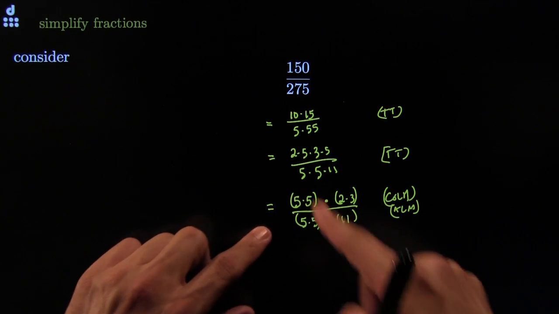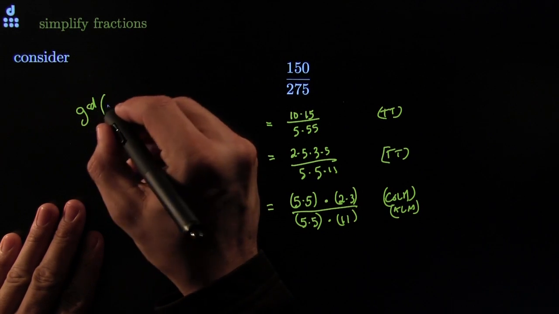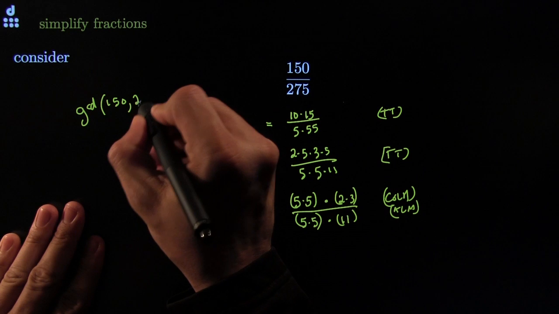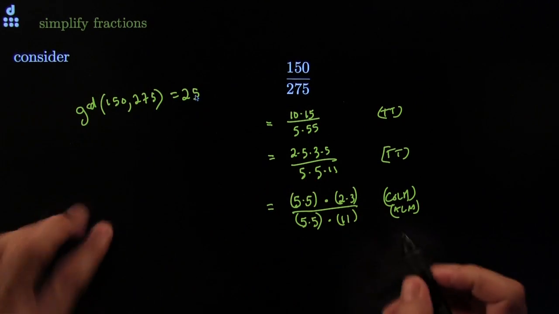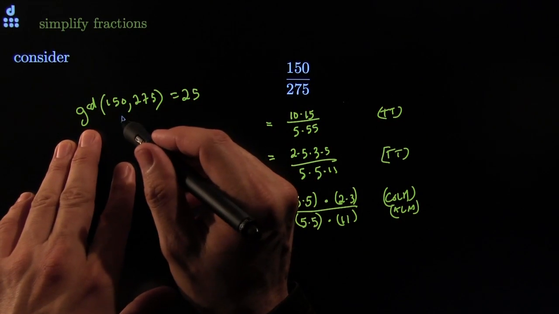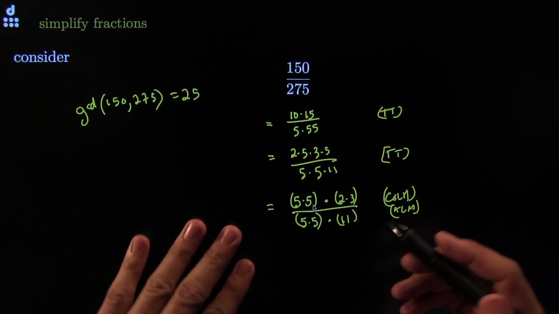And not only that, but I can see what the GCD is. The GCD, I have trouble spelling GCD. 150, 275. What's the GCD? It's 5 times 5, which is 25. This is a little side bonus. You get a very, very elegant way to find GCDs. You just put them as fractions and look at the common prime pieces.